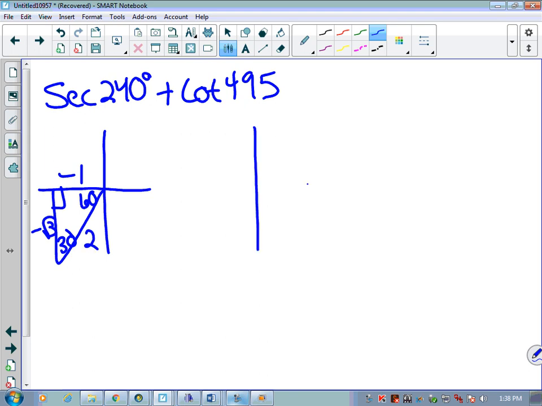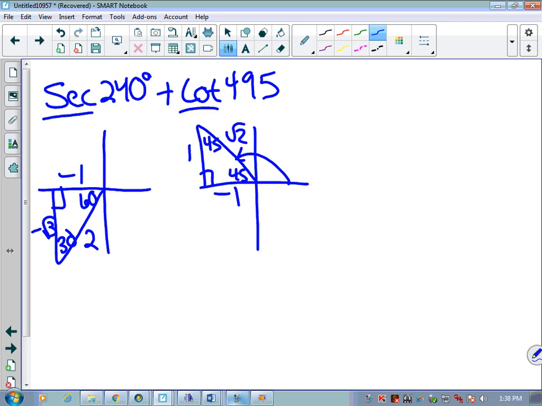At 495, I'm going to subtract 360 from that. Find out what that really comes out to. It really comes out to 135. So at 135, we are 45 degrees shy of 180. So I'm at 1, -1, radical 2. Now I'm looking at these terms themselves. Okay, we want the secant.